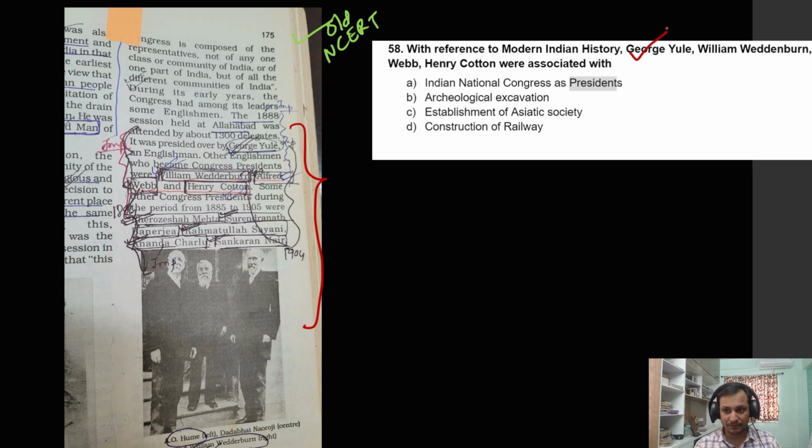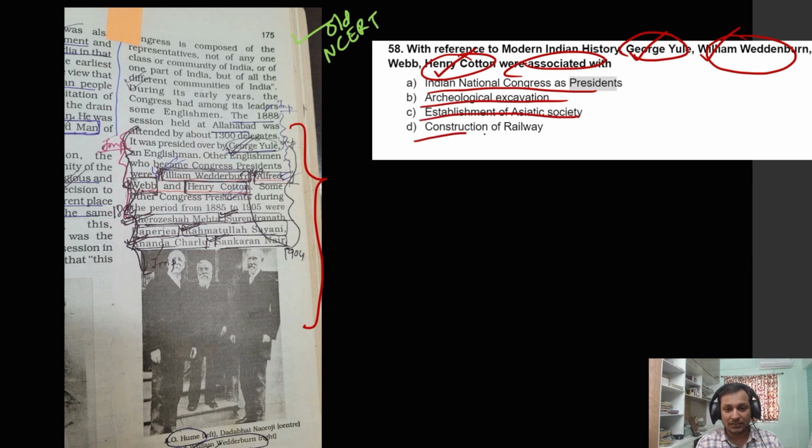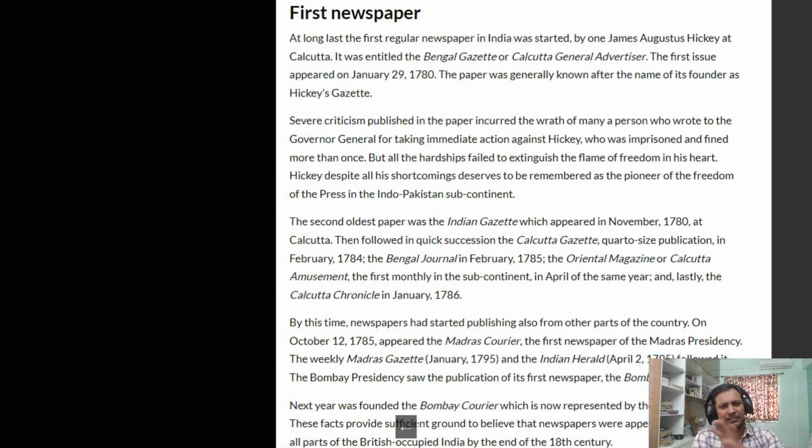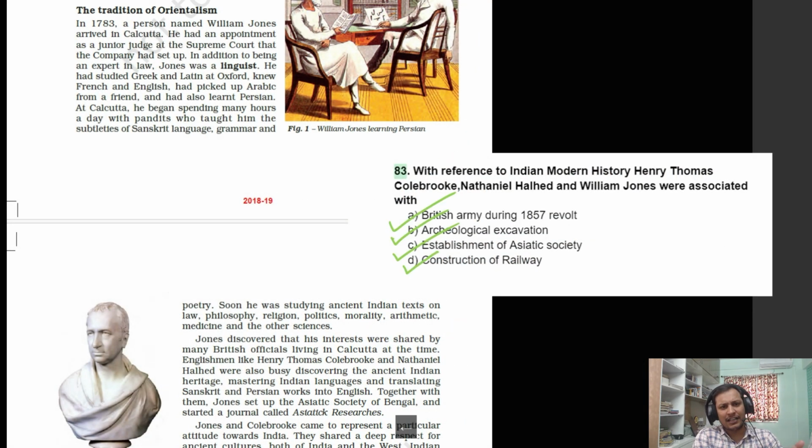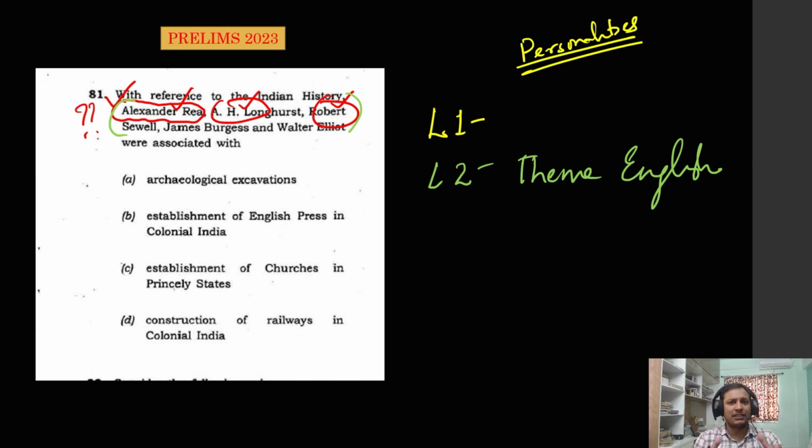For example, George Yule, William Wedderburn, Henry Cotton. With reference to modern India, George Yule, William Wedderburn and Henry Cotton were associated with what? Indian National Congress president, archaeological excavation, establishment of Asiatic Society, or construction of Indian railways. You see how I have searched the entire NCERT, and wherever I got some British names together associated with some theme, I framed these questions for my lecture test series.